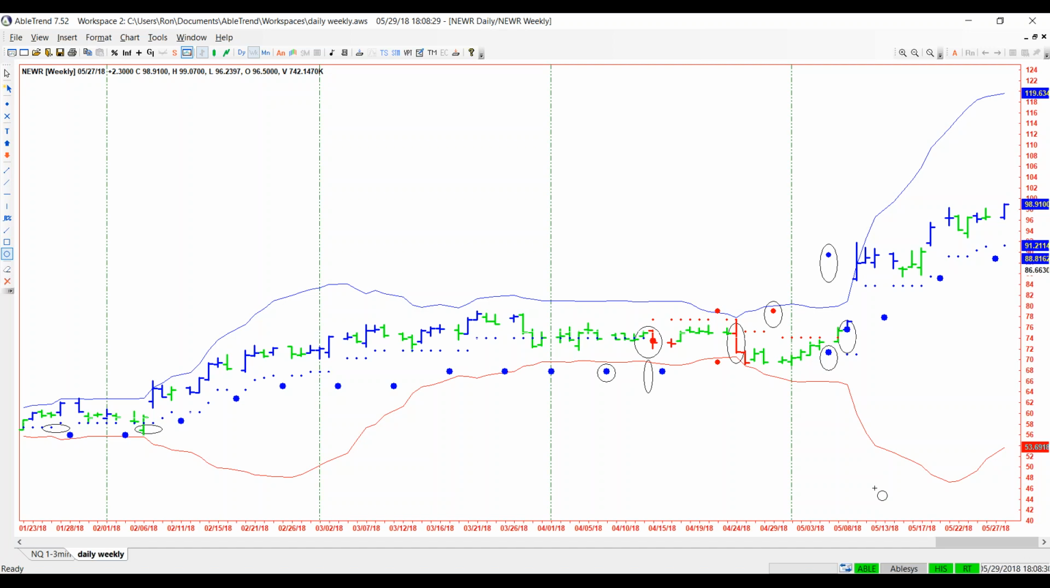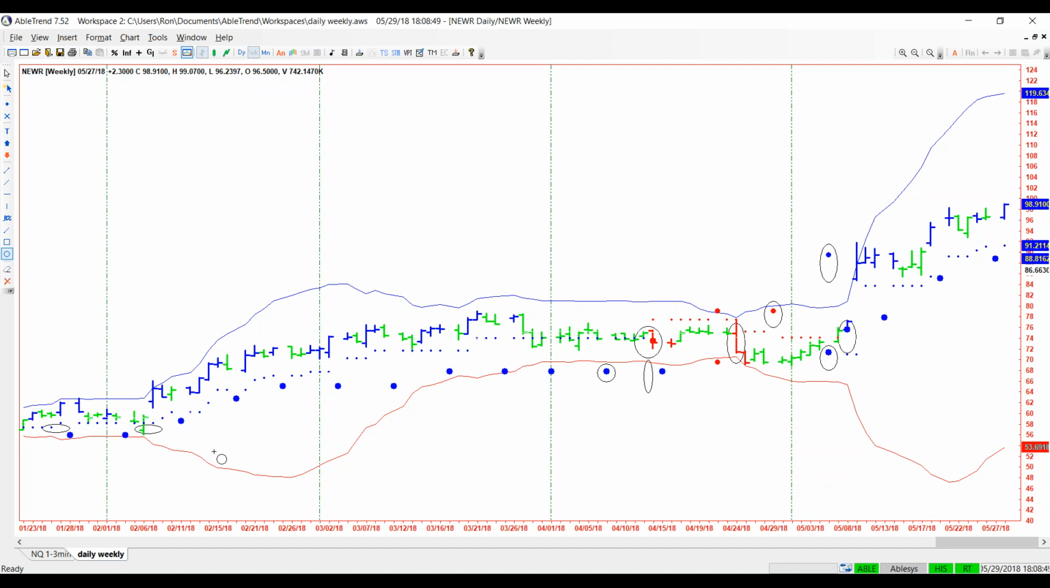So what is that telling us? It's telling us that there's some hidden support or resistance in our way, blocking our path. So we're not going to take that trade. We don't recommend you take that trade. Able Trend is only about low risk trades. It's got to be low risk, or we move on to something else.